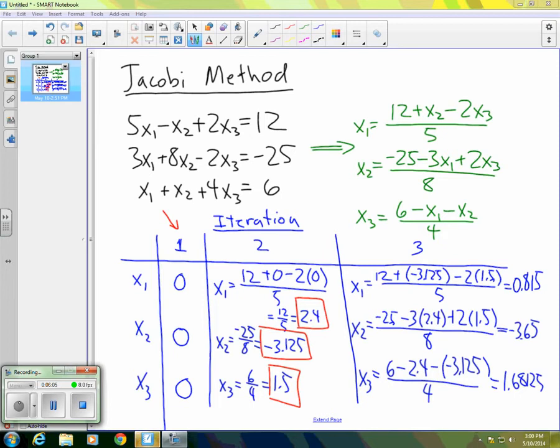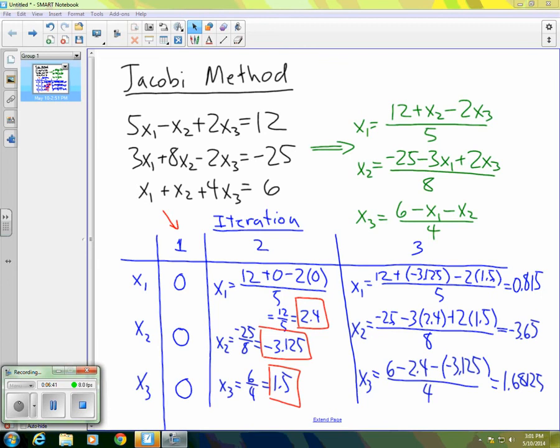Now, it turns out that the actual values of these things are that x1 is 1, x2 is negative 3, and x3 is 2. That's the actual solution to the system of equations. So you can see that we're still not quite there. Instead of 1, we have 0.815. Instead of negative 3, we have negative 3.65. And instead of 2, we have 1.68125. But within a couple more iterations, we would most likely be getting pretty close to that exact solution.